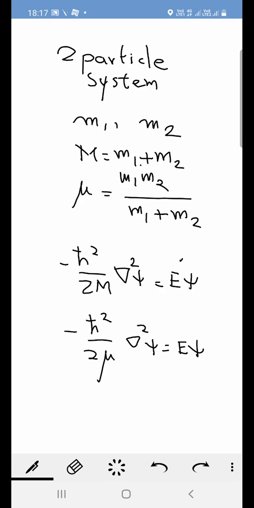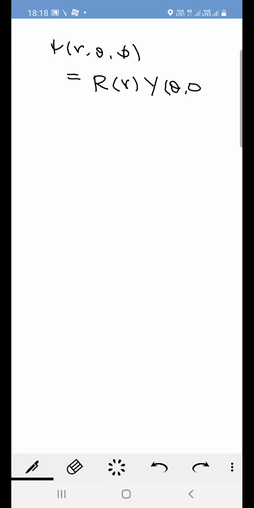Now next what we will do, we will write the Schrodinger equation in terms of spherical polar coordinates. So from Cartesian coordinates, that is x, y and z, we move on to spherical polar coordinates r, theta and phi. That means we are now expressing the wave function psi in terms of r, theta and phi, which can be written as R function of r and Y function of theta and phi.